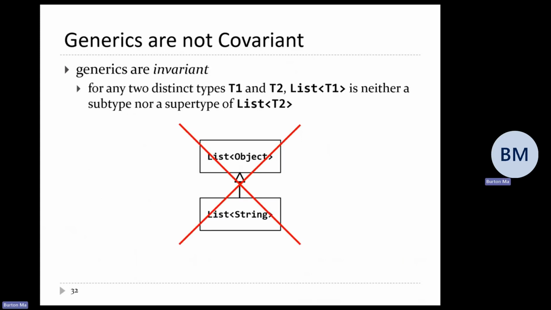Okay, so now how do generics work? If you make a generic collection of some kind, they are not covariant. Generics are invariant. If I have two different types, T1 and T2, then if you make a List of T1, there is no relationship to the type List of T2. There's no inheritance, no association, no dependency, nothing like that. They are completely separate types, and so this relationship does not apply. Which means that arrays and collections behave differently in inheritance.